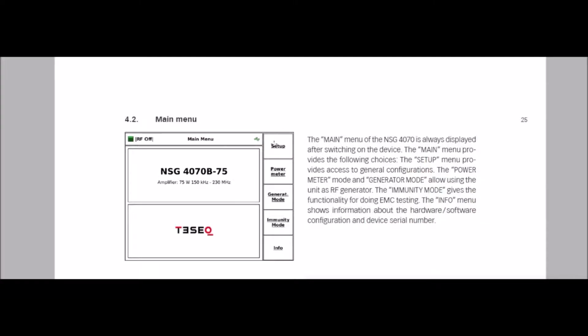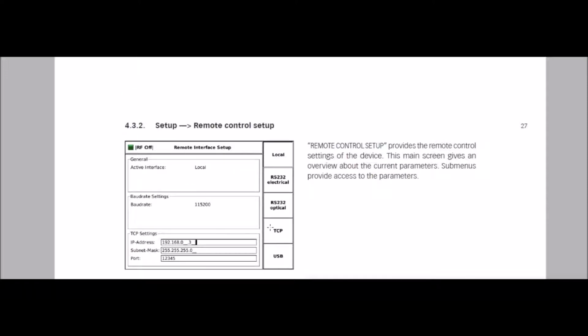On the instrument front panel, press the setup, remote, and TCP key to gain access to and alter, if needed, the LAN IP address settings which match your facility's network. The subnet mask may be kept at 255.255.255.0. The port number will need to be assigned before exiting the remote interface setup.